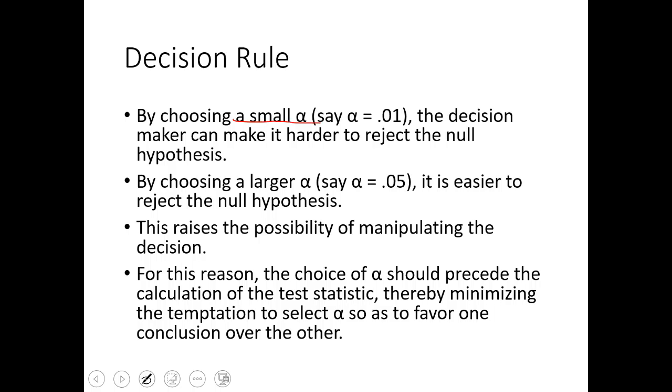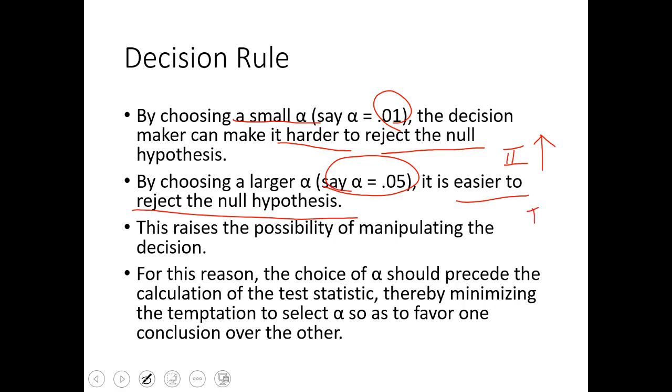If we choose a small alpha, then it is harder to reject the null hypothesis. That means if we select a small alpha, then the probability that we may have a type 2 error is increasing. And if we choose a large alpha, then it is easy to reject the null hypothesis, so the probability of type 2 error is decreasing. Okay.